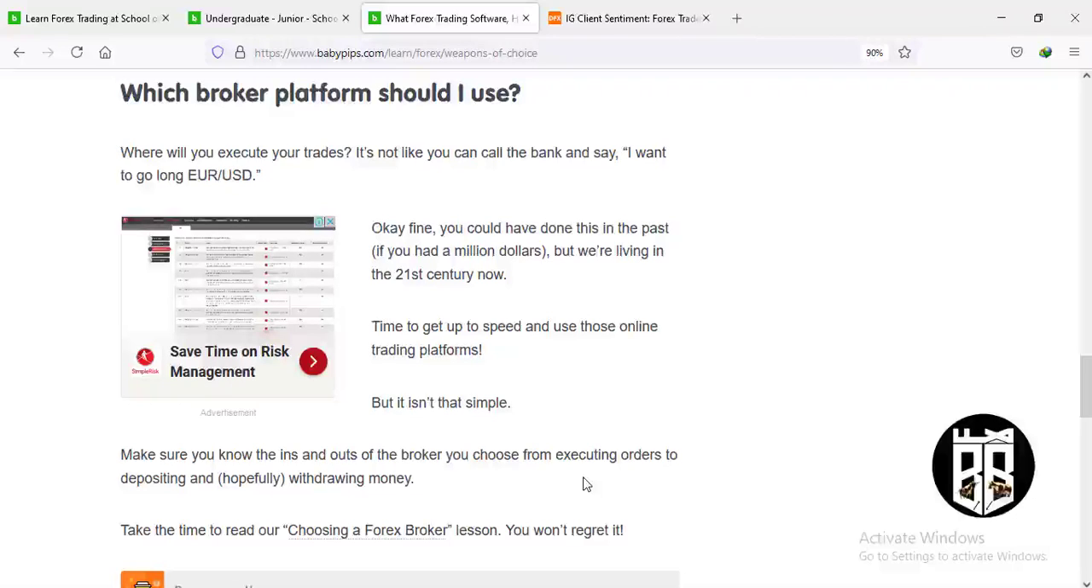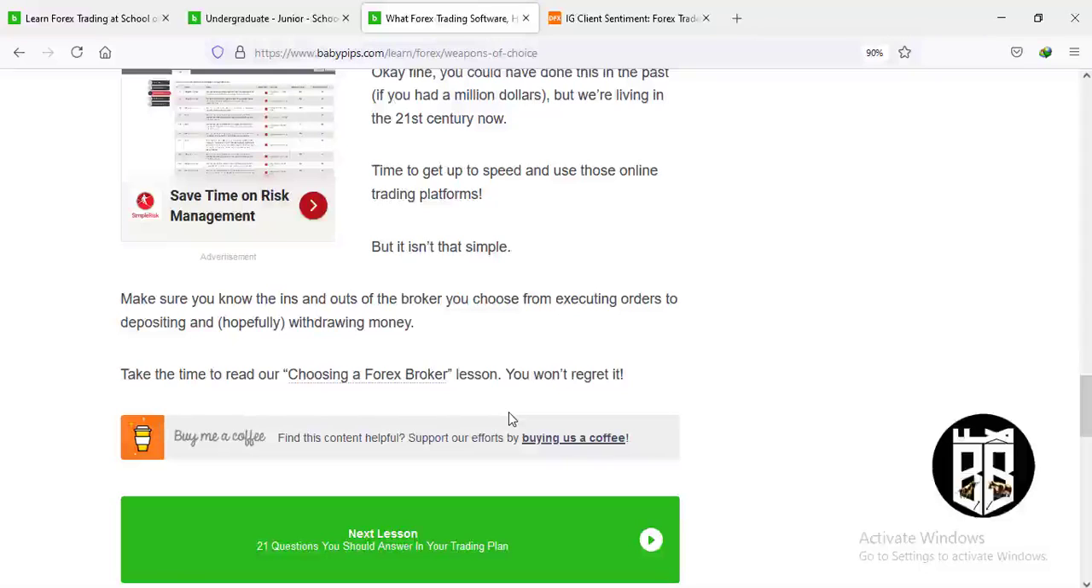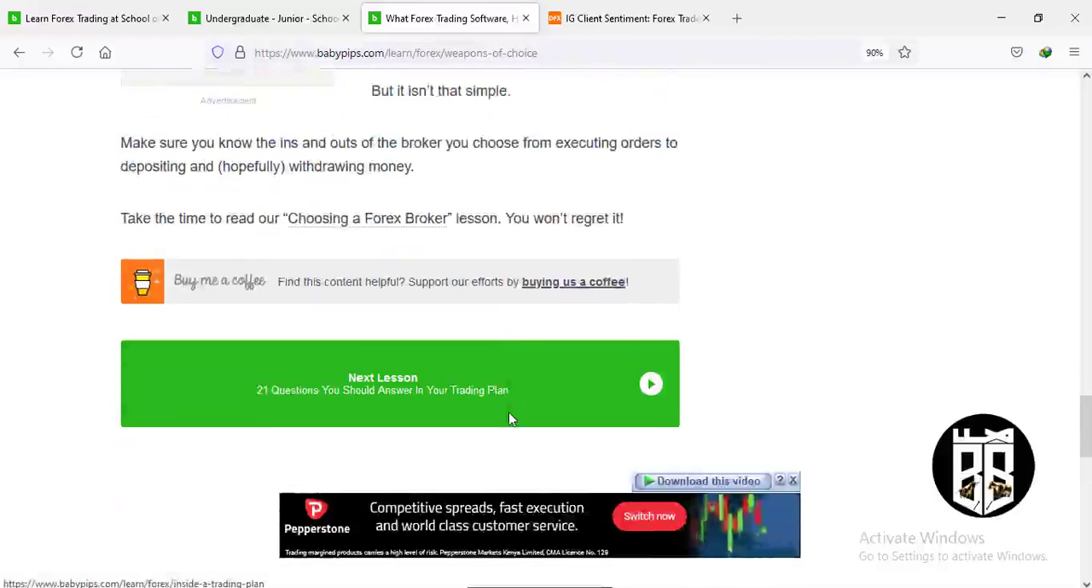Oanda, spelled OANDA. Use those brokers. They're good, trusted, reliable, and have been in this business for a very long time. Now, after considering the broker you want to use, it's time for you to get up to speed with those trading platforms, download MT4 and all that. Then make sure you know the ins and outs of the broker you choose, from executing orders to depositing and hopefully withdrawing money.